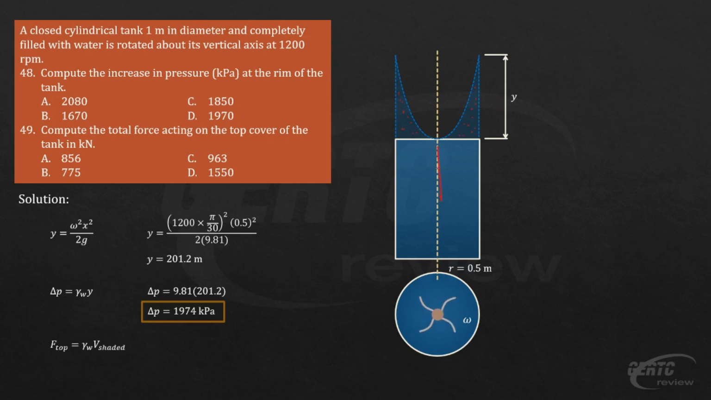So let's compute the weight of that. We need the volume. The volume is equal to, we know that the volume of a paraboloid of revolution is 1/2 pi x squared y.